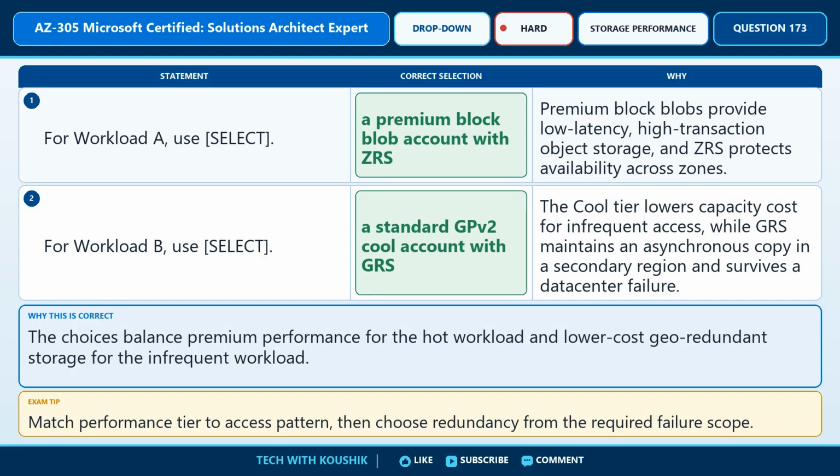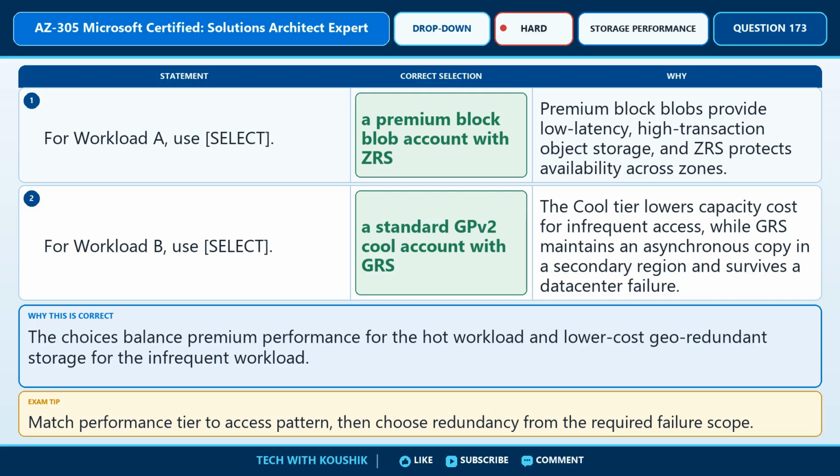For statement 1, select a premium block blob account with ZRS. Premium block blobs provide low latency, high transaction object storage, and ZRS protects availability across zones. For statement 2, select a standard GPv2 cool account with GRS. The cool tier lowers capacity cost for infrequent access, while GRS maintains an asynchronous copy in a secondary region and survives a data center failure.